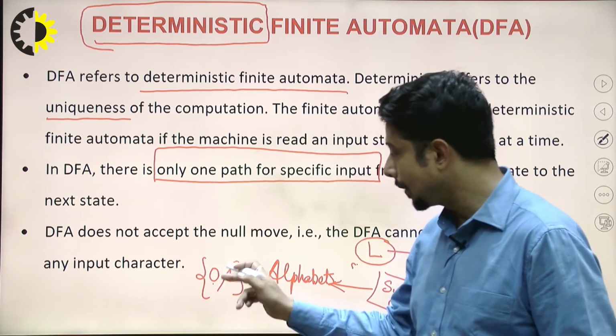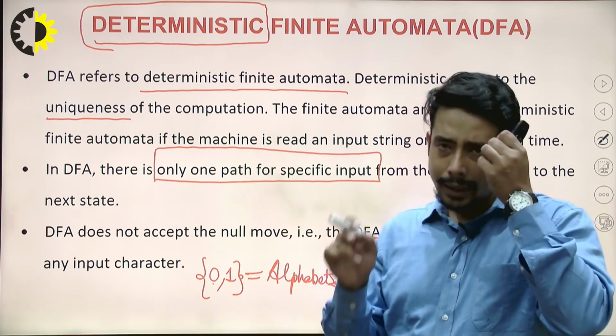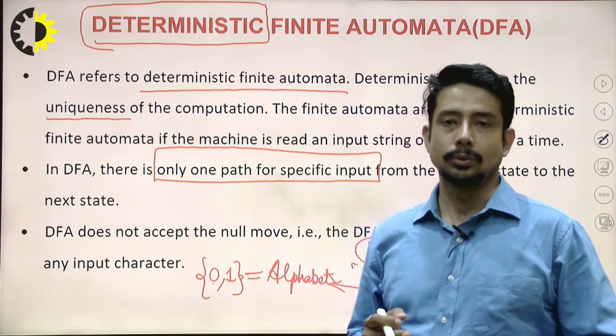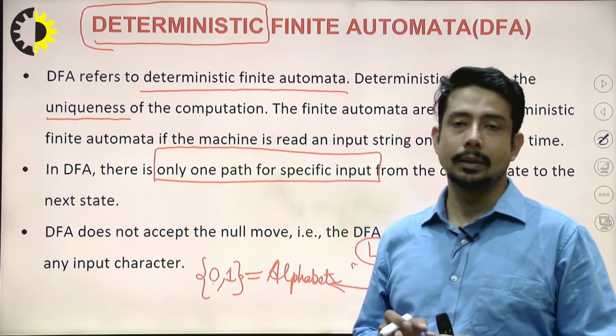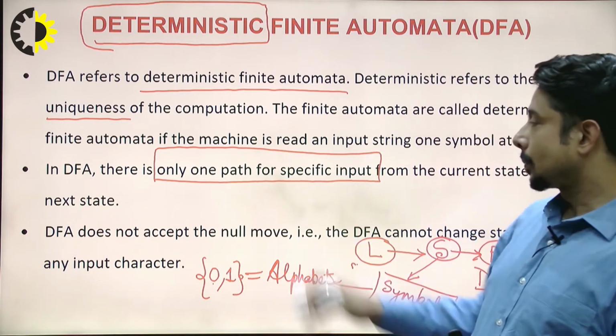That means if we are having two inputs 0 and 1, exactly one path should be there. So that path can go to a next state, or that path can be into the same state also, depending on the language that has been given. Okay. Coming to the last point.